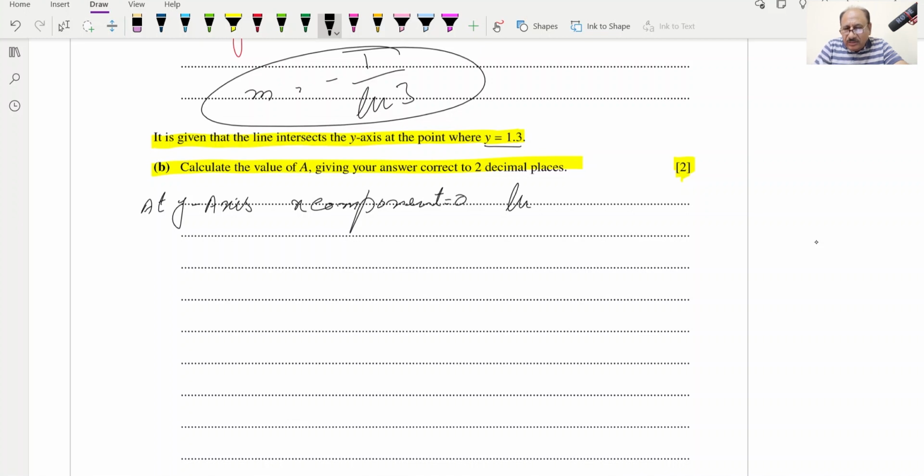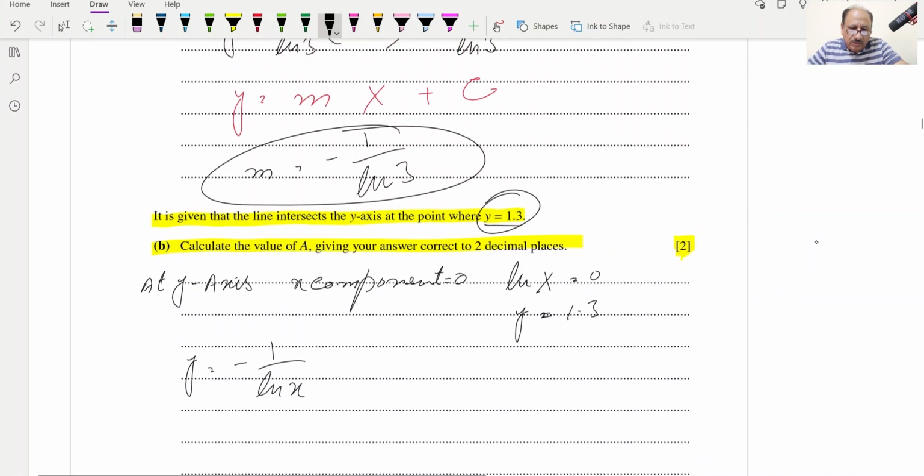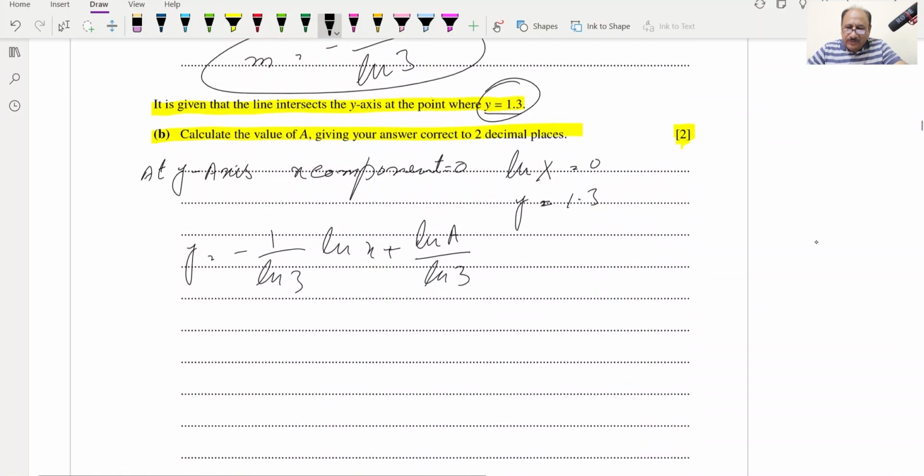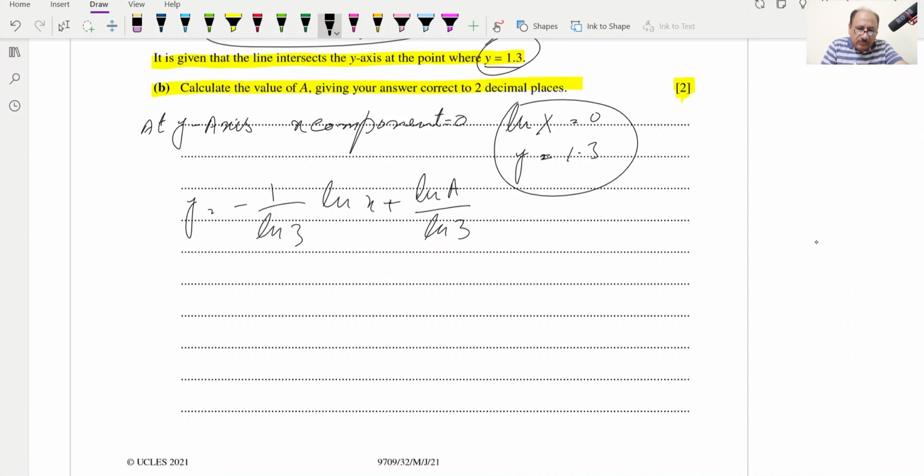So we can write log x is equal to 0. And the y value they have provided on the y axis, y value is equal to 1.3. So now we can replace these in the equation, which is y is equal to minus 1 over log 3, which we found in the previous question, times log x plus log a over log 3. Now we can replace these values, and this will be 1.3 is equal to, log of x is 0, so this will be 0, and we will be getting log a over log 3. And we can cross multiply, and we will get log of a is equal to 1.3 log of 3.